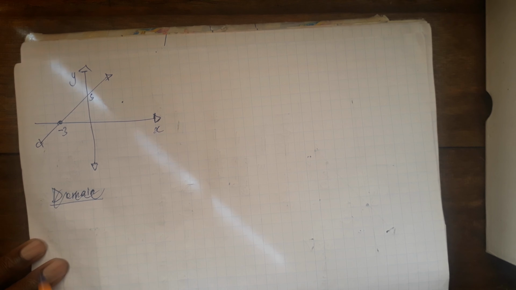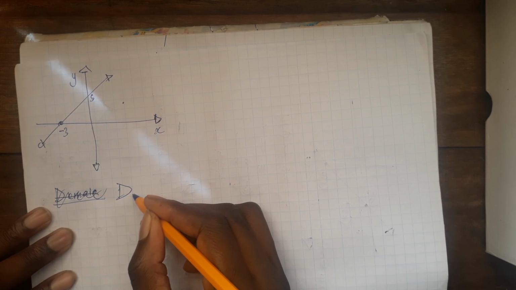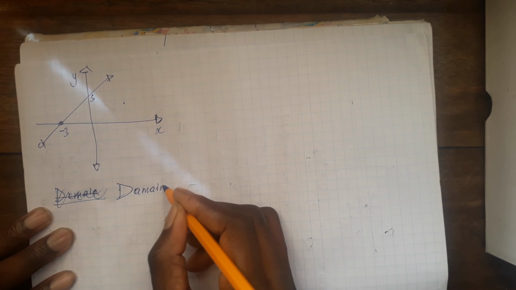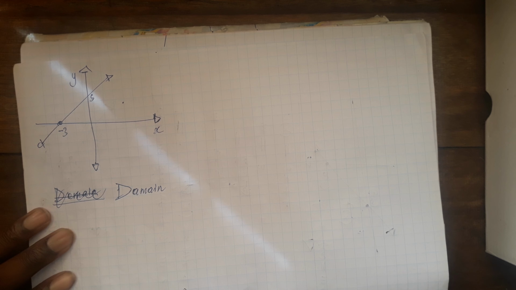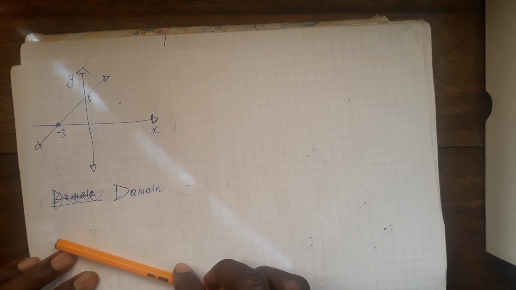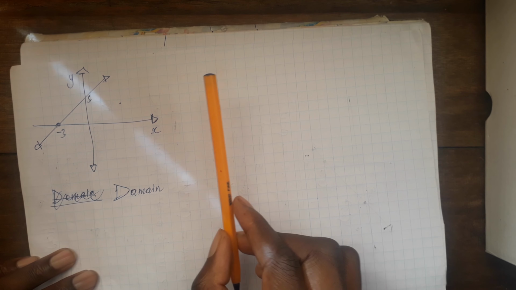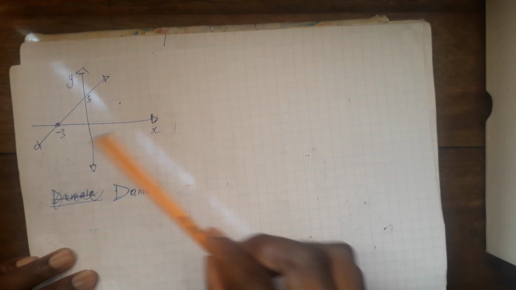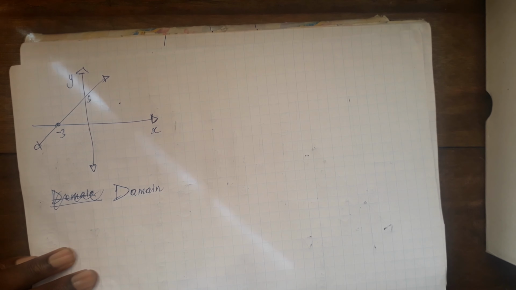Okay, right now we're gonna be talking about a domain and a range. What is a domain? Domain are the values of x where a function is defined, and a range are the values of y where the function is defined. In other words, domain are the values of x where we can find our graph in a Cartesian plane, and a range are the values of y where we can find our graph on a Cartesian plane.